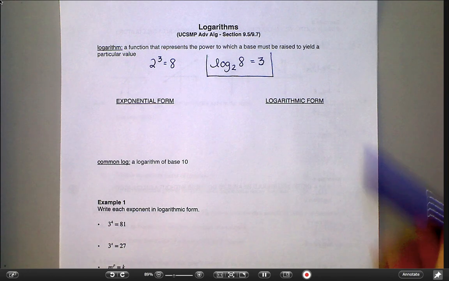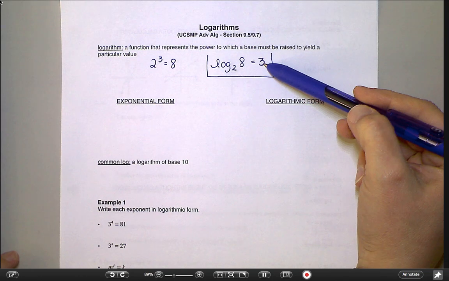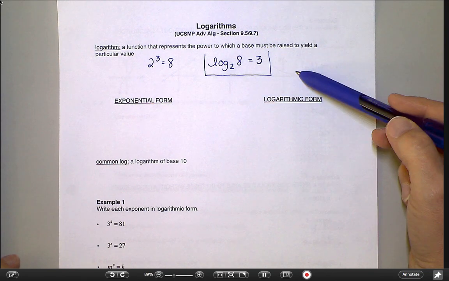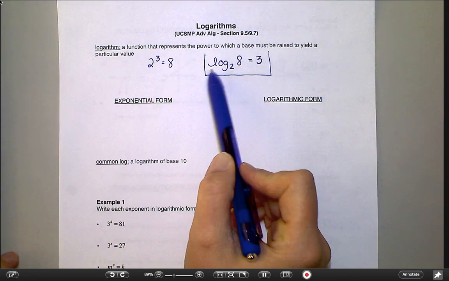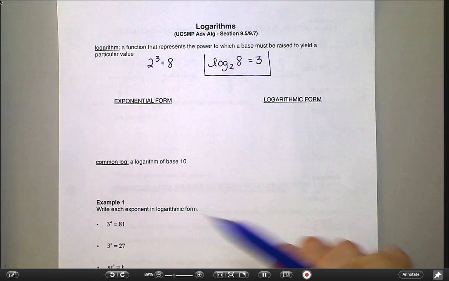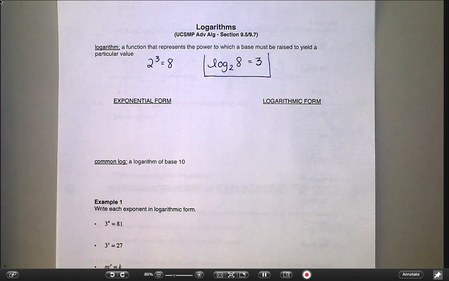And the reason this is really helpful to us is it lets us bring this exponent down into the main line of the problem. So we can now do some math with these exponents. Okay? So anytime I'm taking a log of a number, really what I'm looking for is an exponent. A log at its core is an exponent.